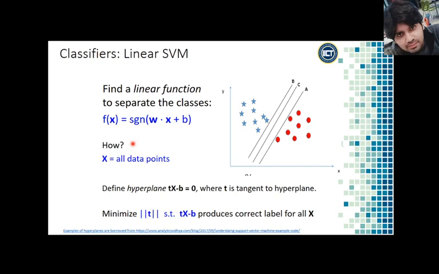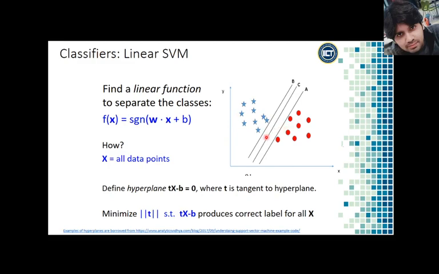Now how can we distinguish between these two classes? I think there is a problem with this particular arrangement. So let's just ignore it.